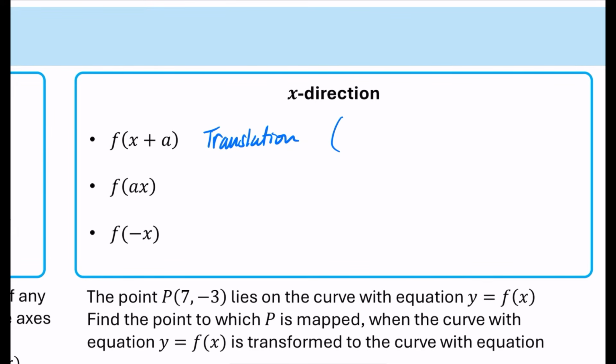But the vector for that translation, you'd think it might be a 0 because it's in the x direction, but it's actually minus a. It's actually doing the opposite of what you think. So it looks like you're adding a spaces for it to move to the right, but it's actually going to move a spaces to the left.